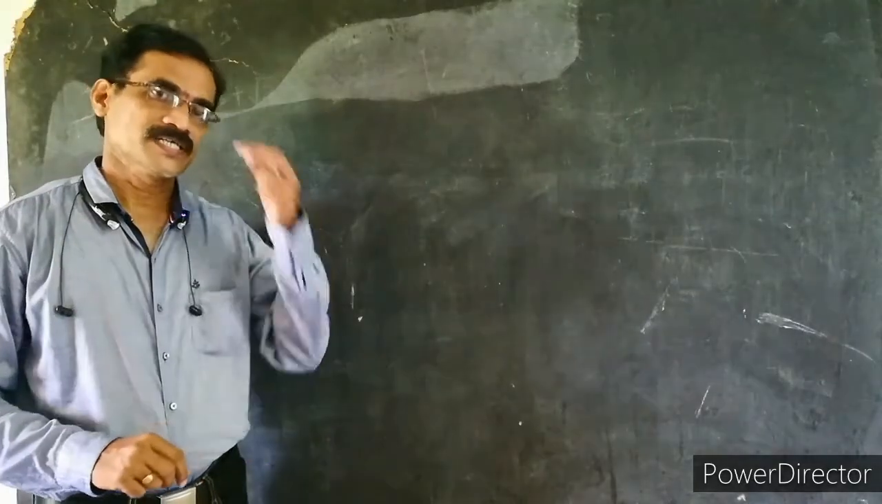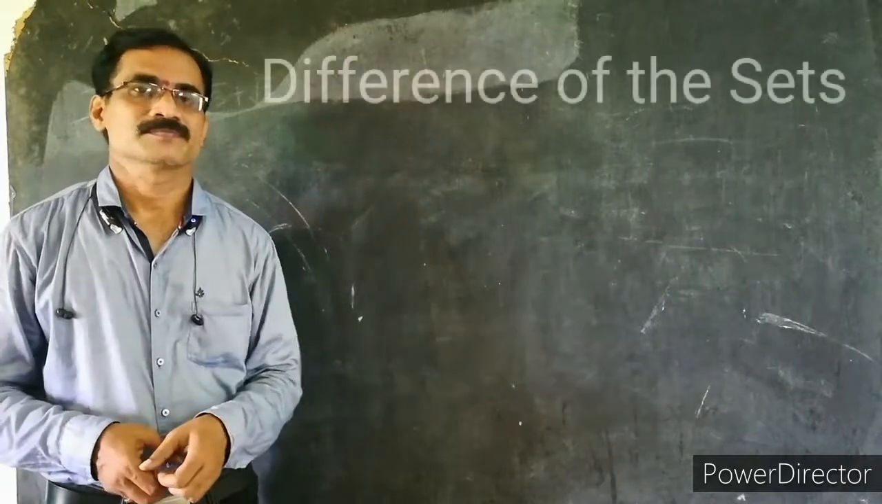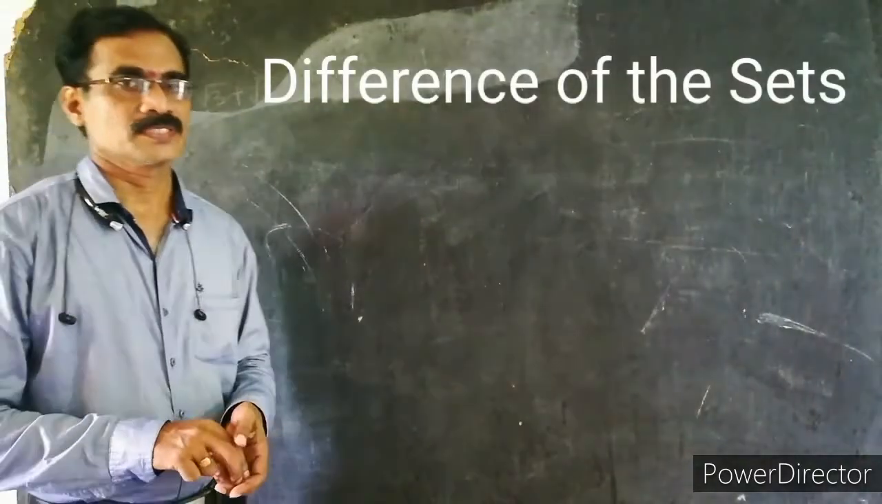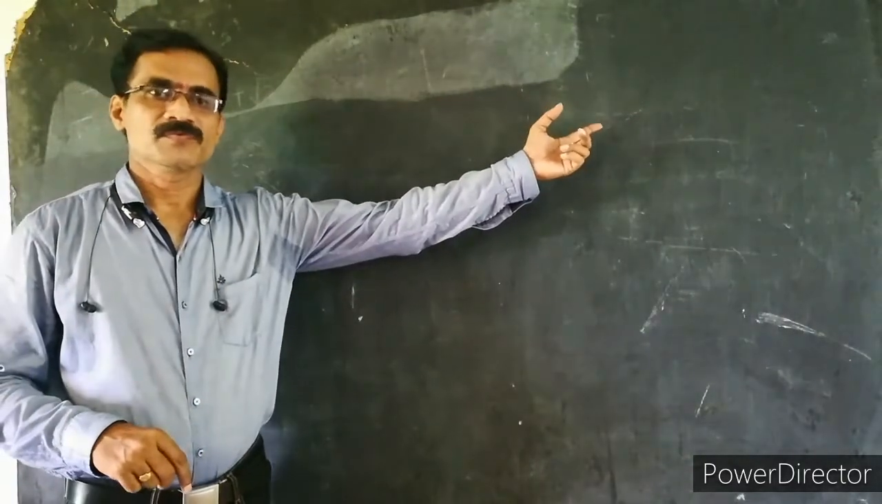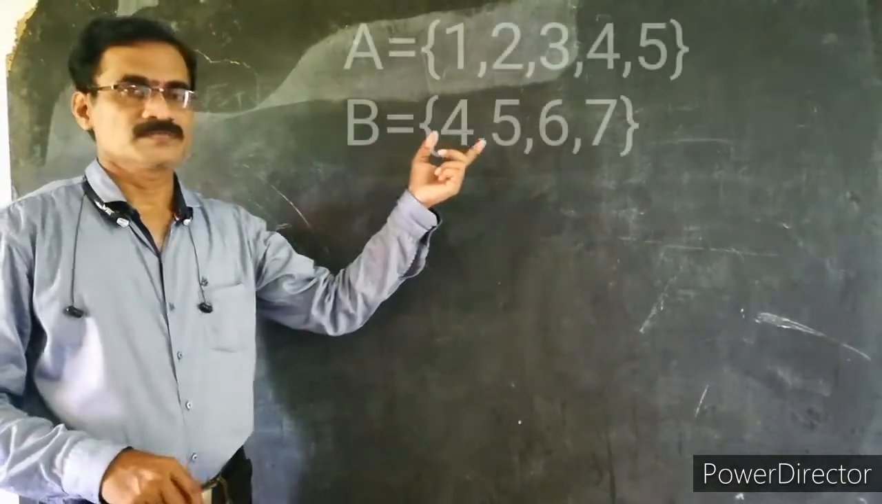Now, how to find the difference of the sets? Minus. Okay, so A is a set of 1, 2, 3, 4, 5 and B is a set of 4, 5, 6, 7.